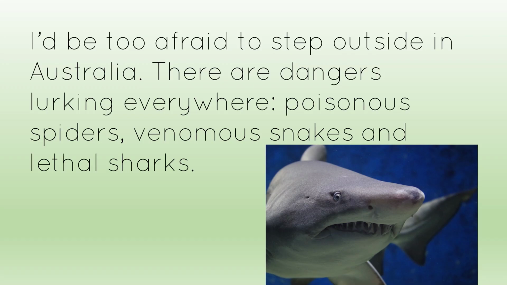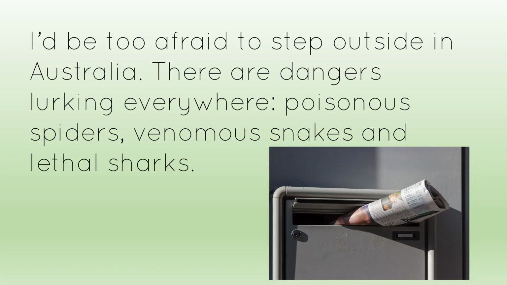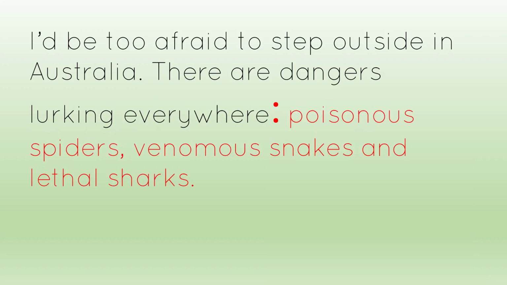Poisonous spiders, venomous snakes and lethal sharks. And in this case, it's actually a short list of 3 items. So just so you can see it more clearly, there's the extra information being squeezed in that picture. I've made the colon much bigger, made it bold, and I've put the extra information, the list, in red. So how would this look like in an answer? How would I explain it?